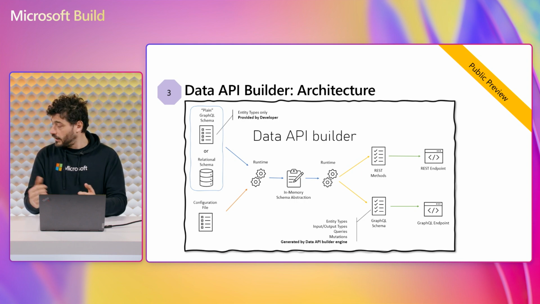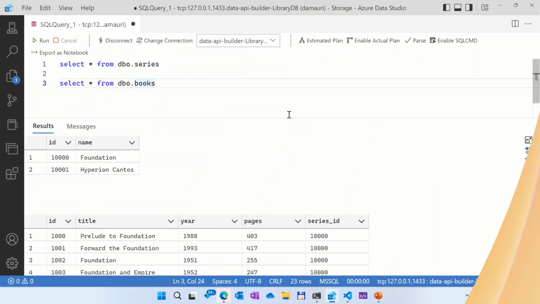So let me show you. I have a pretty cool demo too. So let's say that I'm also a science fiction fan, and I created a couple of tables as an example, the series and the books table. And of course, series contains information about the series of the books I'm reading, and the books is about the books that I have in my library.